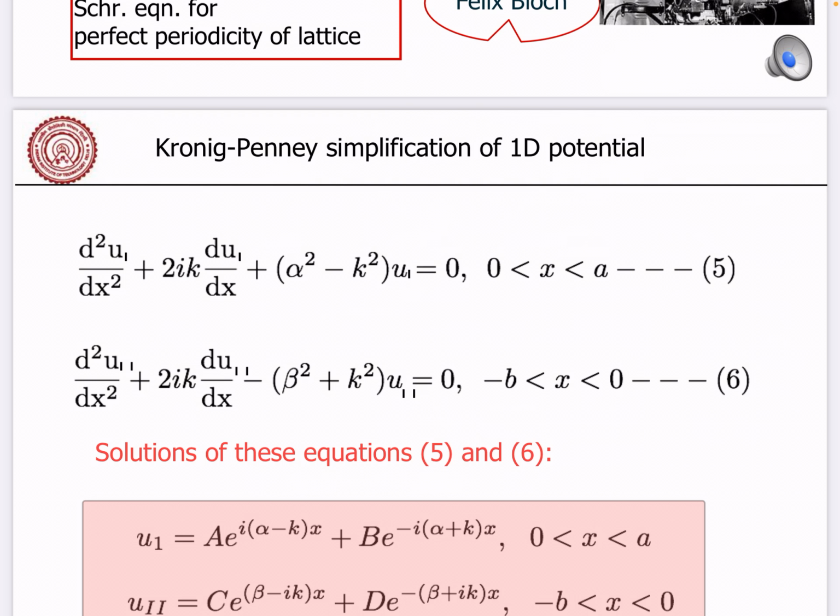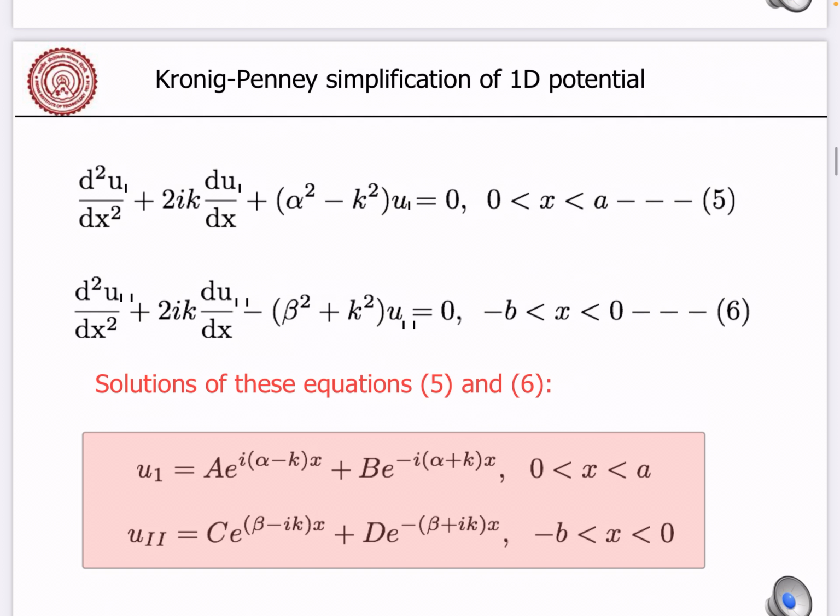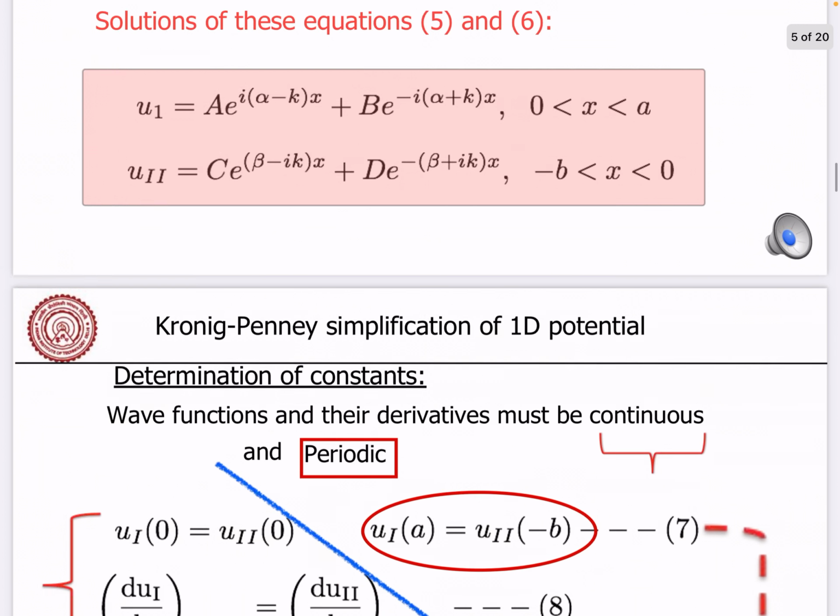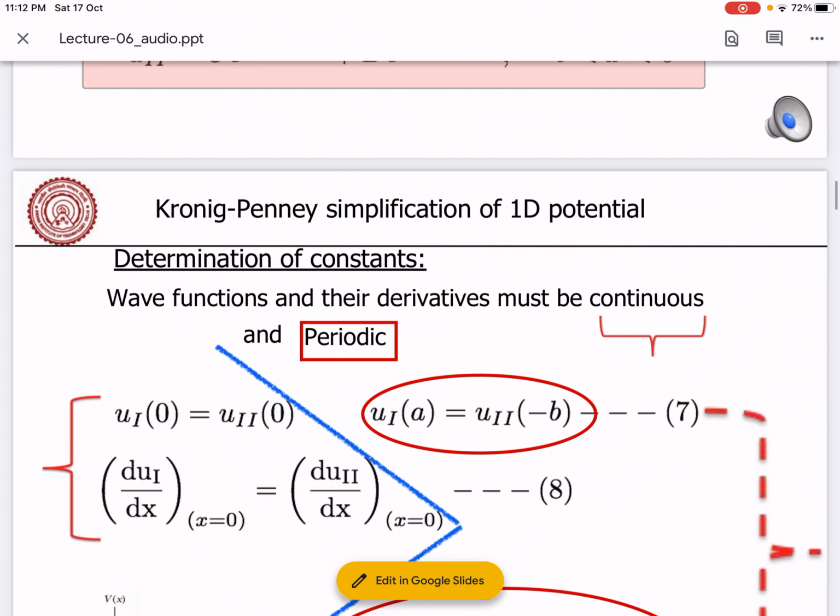Alright, so now you have these equations, and you know the solutions of these equations. These are given by u1 and u2 equal to this. So u1 is A e to the power i alpha minus k x plus B e to the power minus i alpha plus k x, and u2 is given by C into this exponential term and D into this exponential term. Now one has to solve these equations.